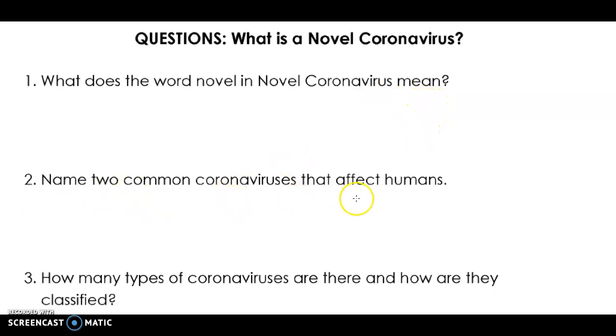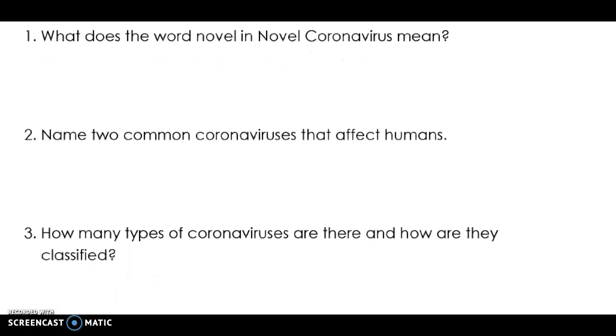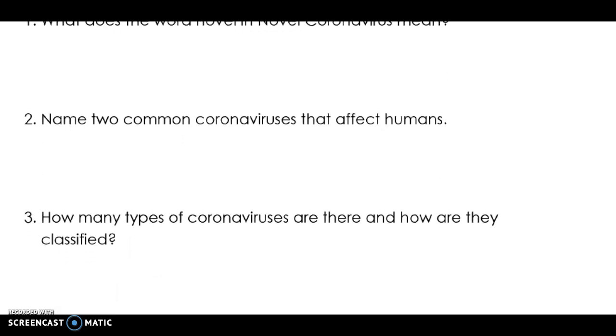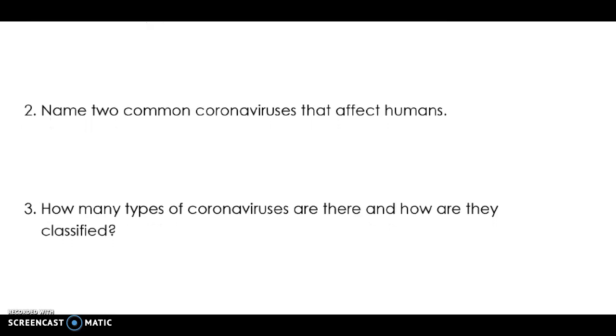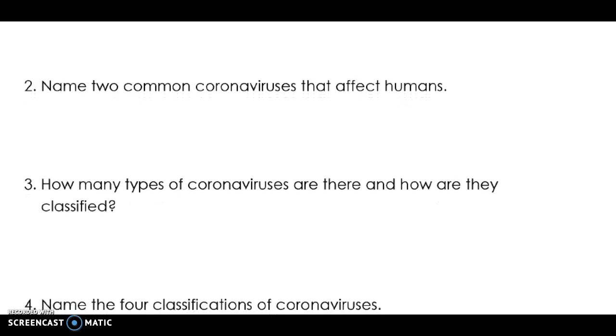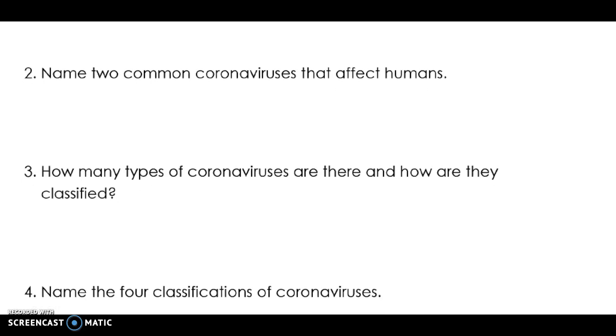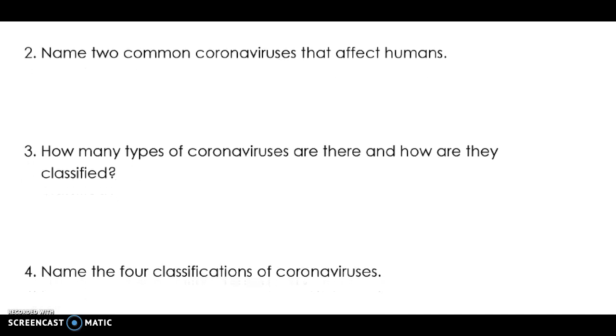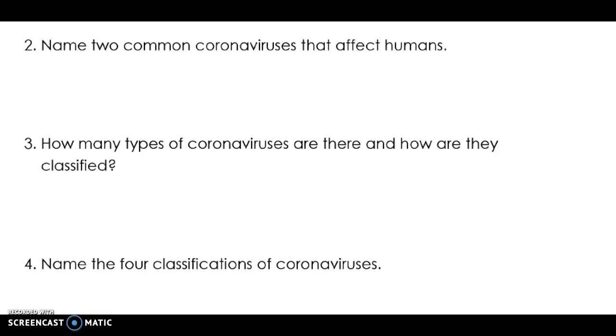Name 2 common coronaviruses that affect humans. I'm sure the students made a note of it, the cold and flu. But again, the construction is: the 2 common coronaviruses that affect humans are common cold and flu. How many types of coronaviruses are there and how are they classified? There are 4 types: alpha, beta, delta, and gamma, and they are classified according to the characteristics they share. Name the 4 classifications of coronavirus. The 4 classifications are alpha, beta, delta, and gamma.